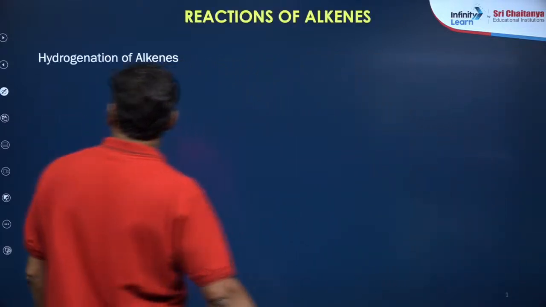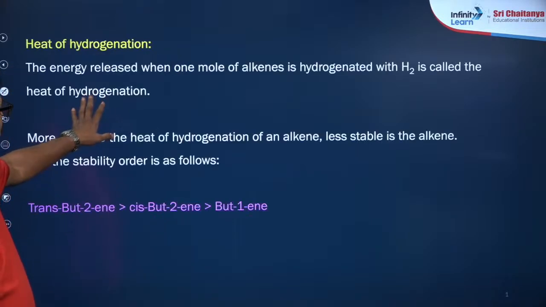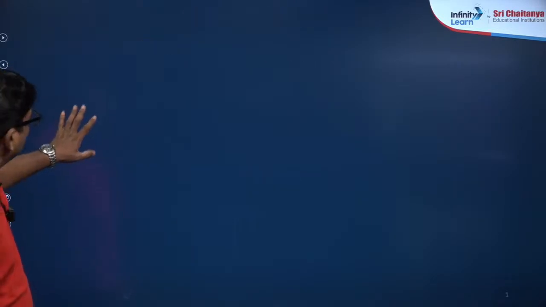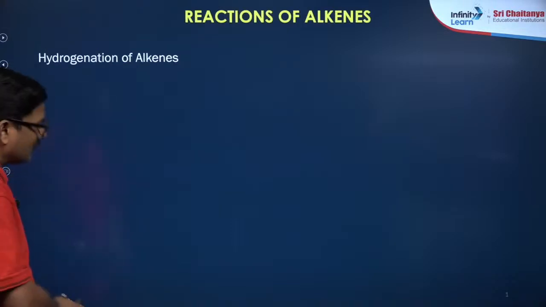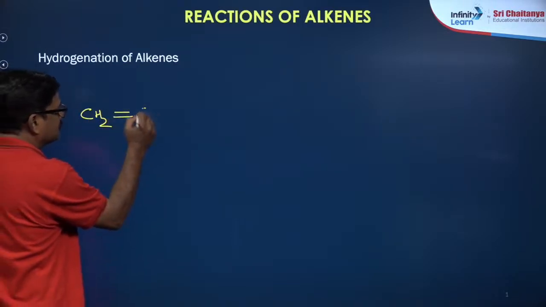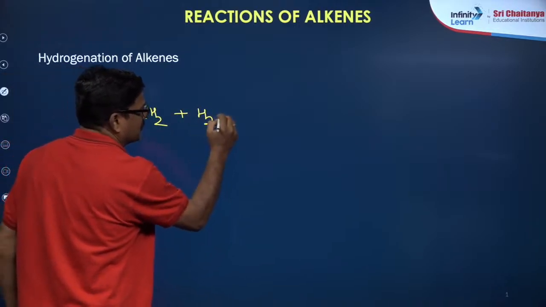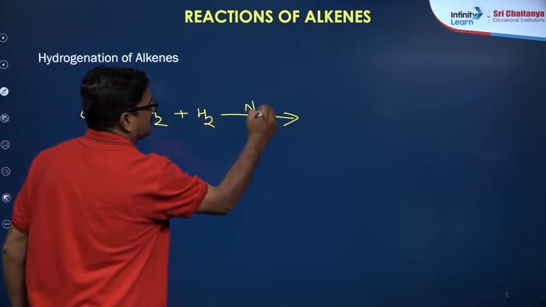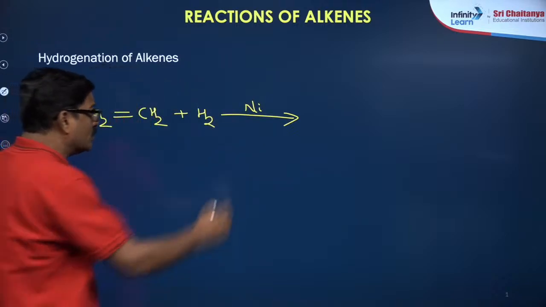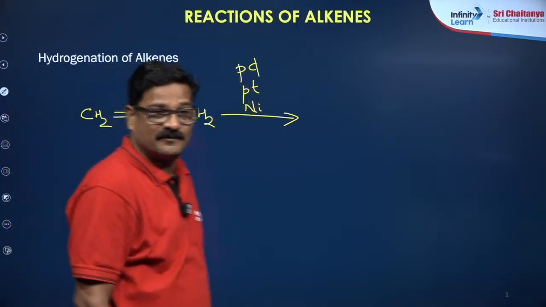Hydrogenation. What is hydrogenation of alkene? So here you can see, let us say this is an alkene, when hydrogen is added in the presence of some kind of catalyst, you can use platinum, you can use palladium.